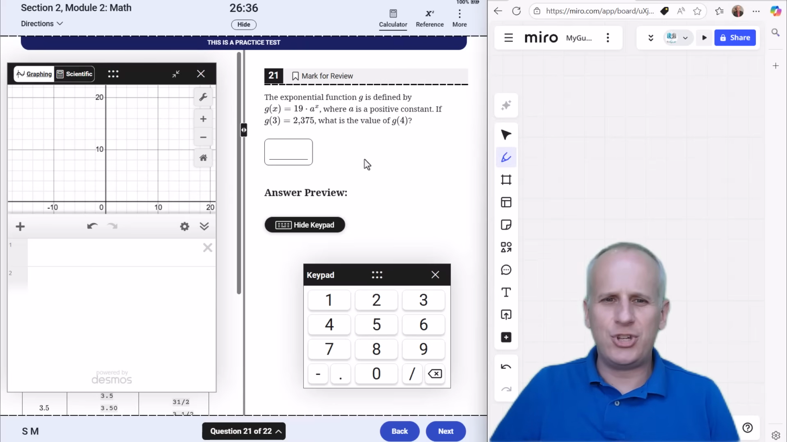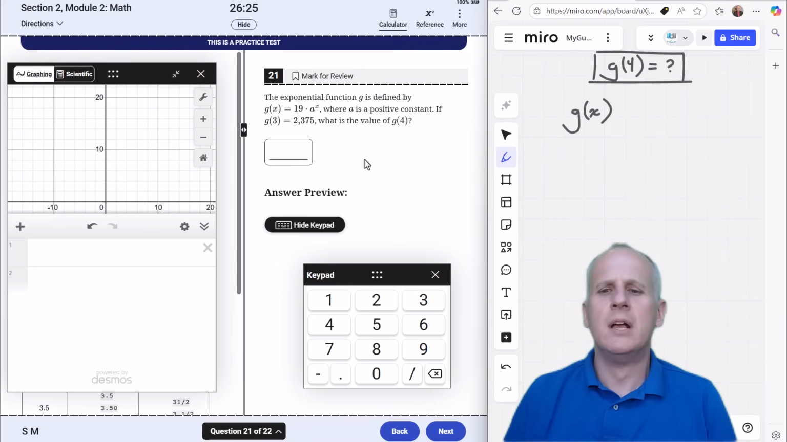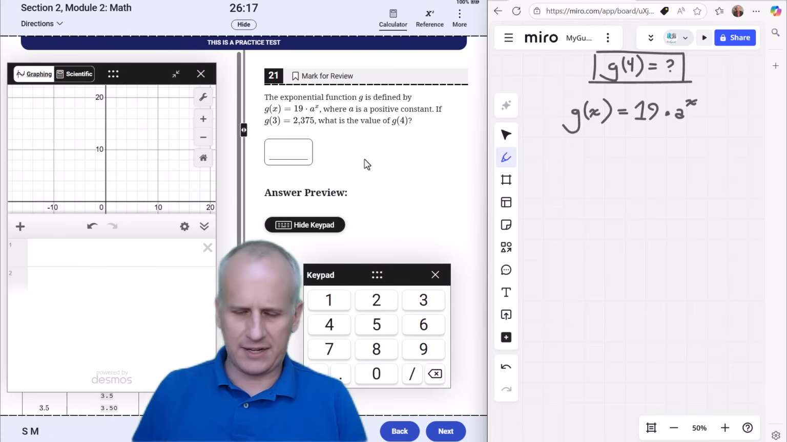We know that g is defined as g of x. Oh, and I should have, of course, written out g of 4 equals question mark as what we're being asked for. Don't ever want to lose sight of it. So we know g of x is equal to 19 times a to the x power. And a is a positive constant, so I'm just going to write up here, a is greater than 0.